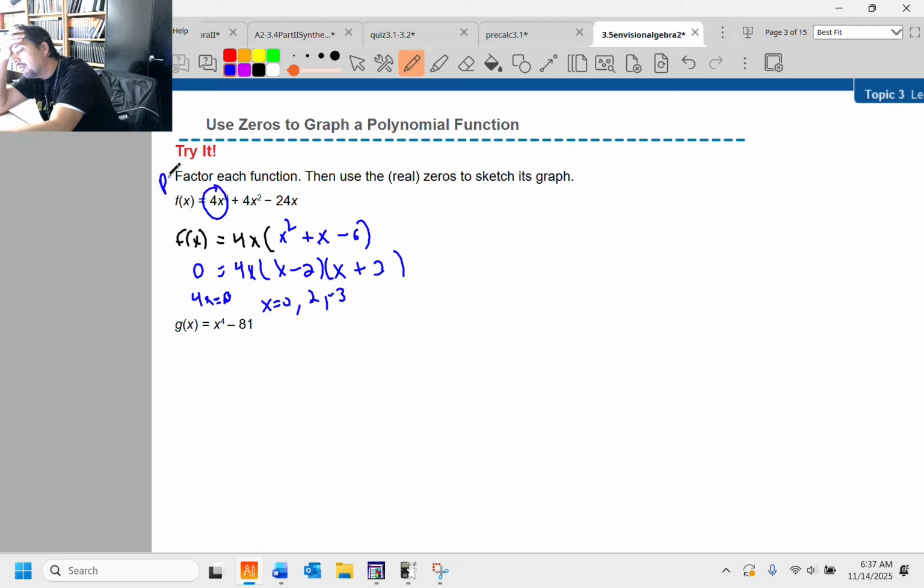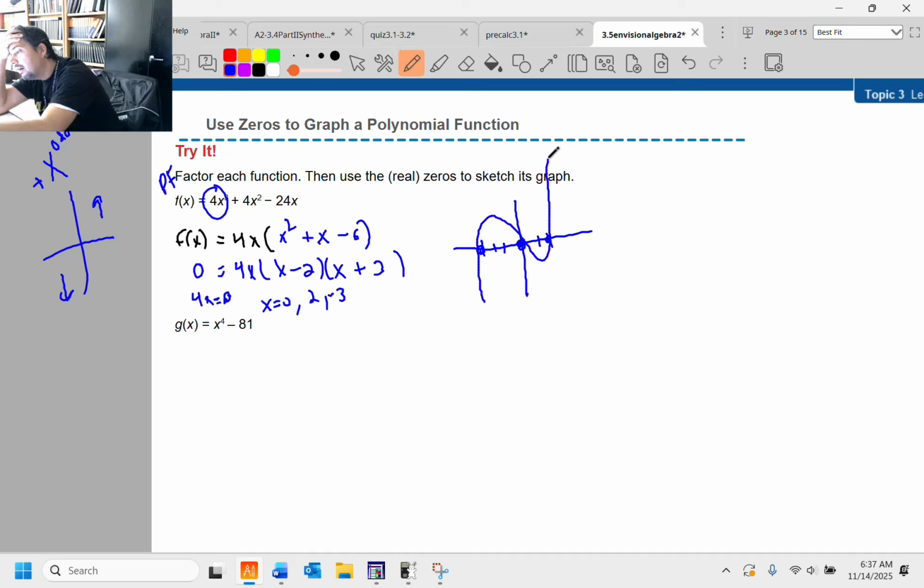This is my power function, all right? That is an x to the odd. Specifically, it's a positive 4x to the odd. So this particular one is going to start its day low and end its day high. Plot our zeros and be done with this thing. We have a 0 at 0, 0. We have a 0 at 2, and we have a 0 at negative 3. And again, because I know the power function, I'm going to start my day low, and I'm going to end my day high.